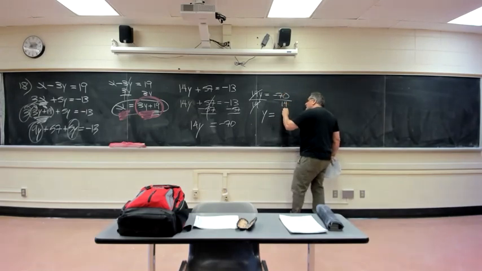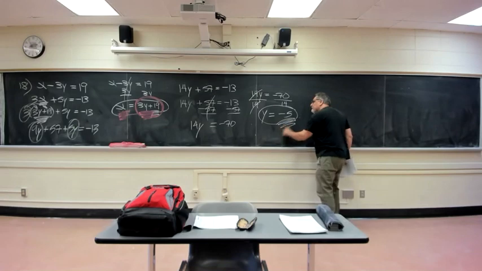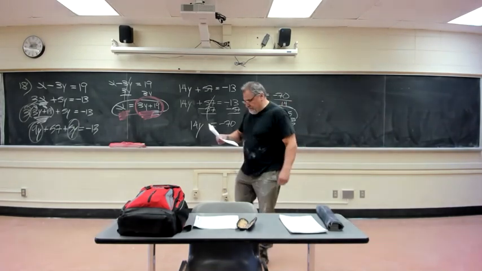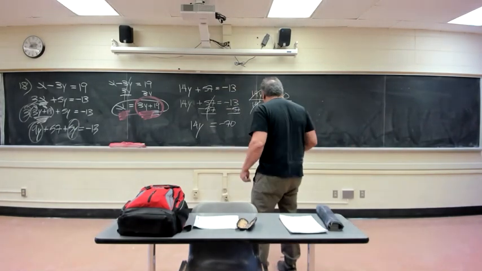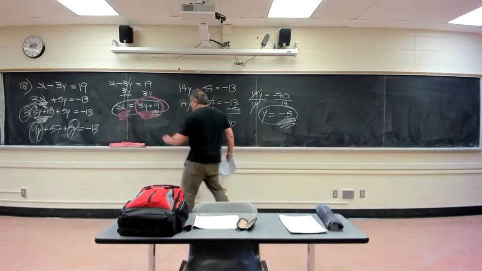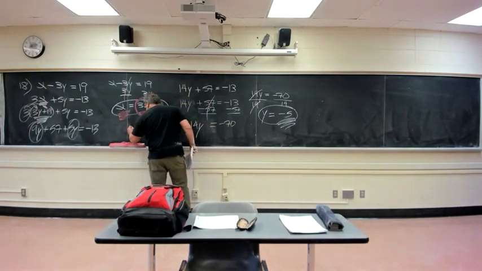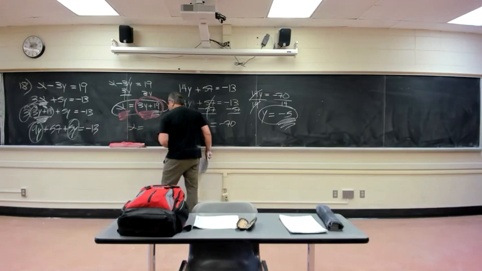Negative 70 divided by 14, negative 5. Yeah, but we're not done. y is negative 5. Put a negative 5 right here. That's the good thing about the substitution method. Plug it in there and see what happens. What's x going to be?